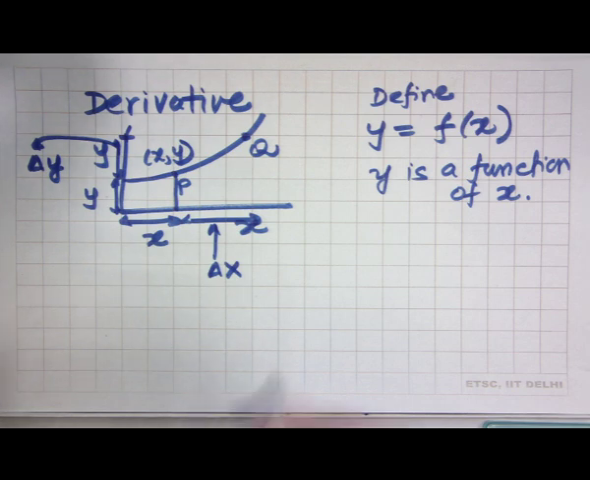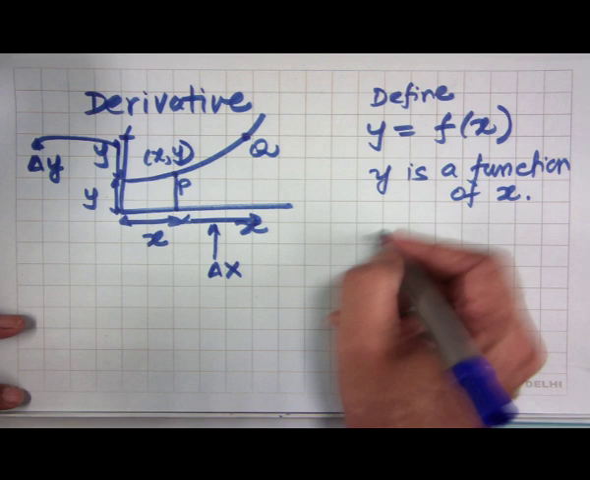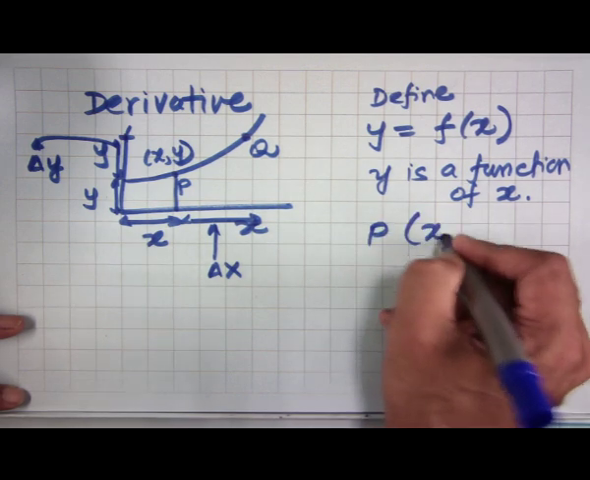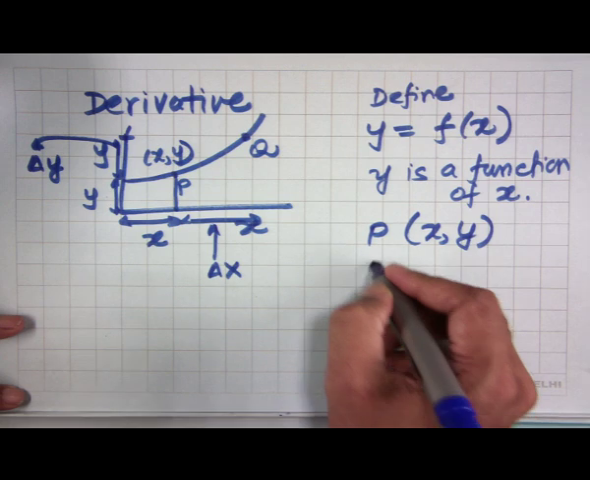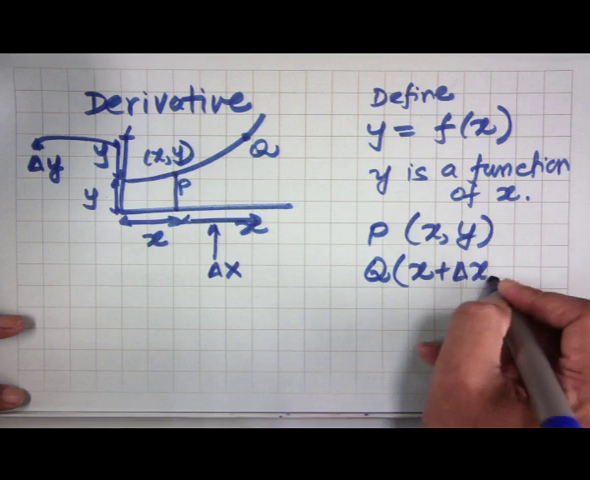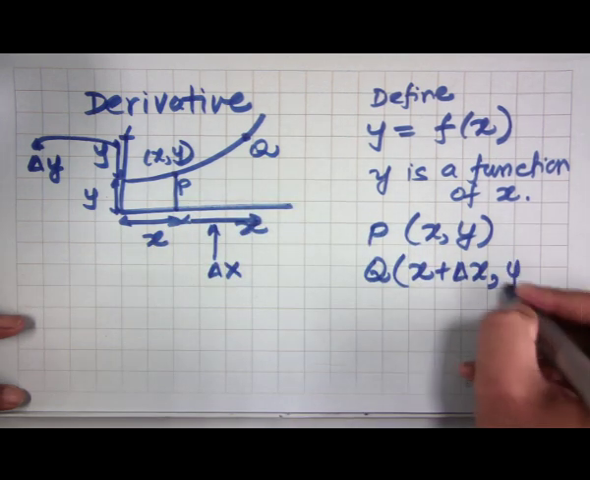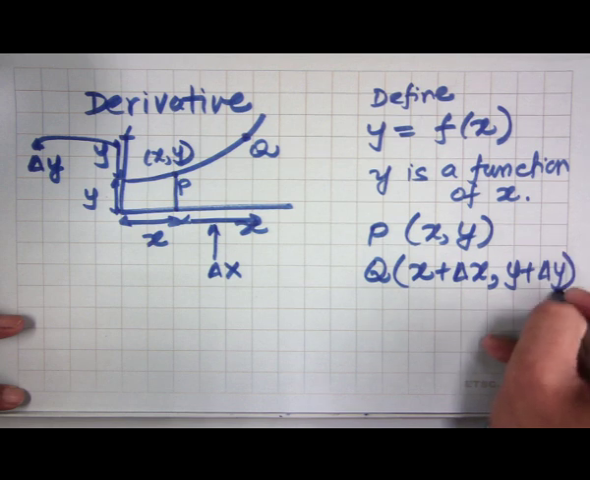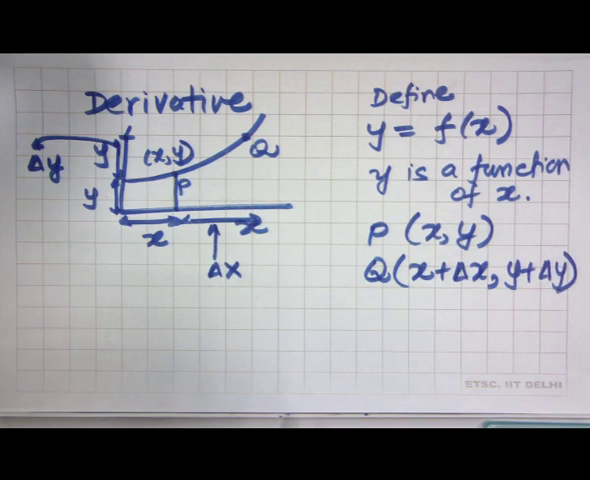So, therefore, the coordinates of point P are x comma y, and for point Q, the x coordinate will be x plus delta x and the y coordinate is y plus delta y. So, these are the coordinates.